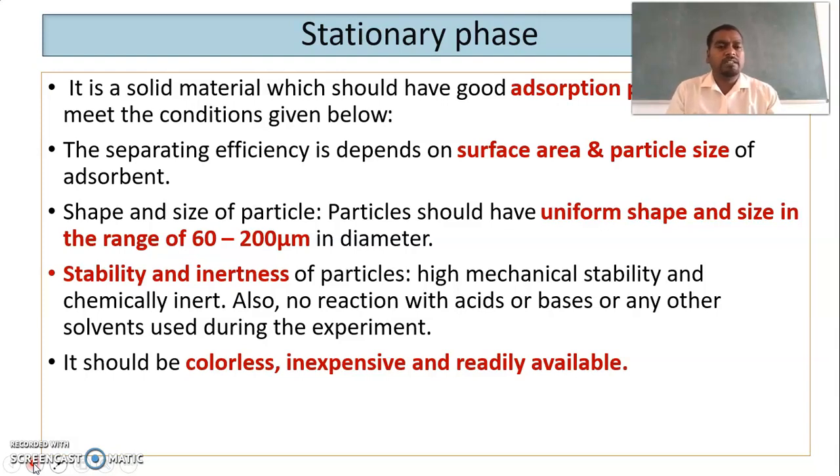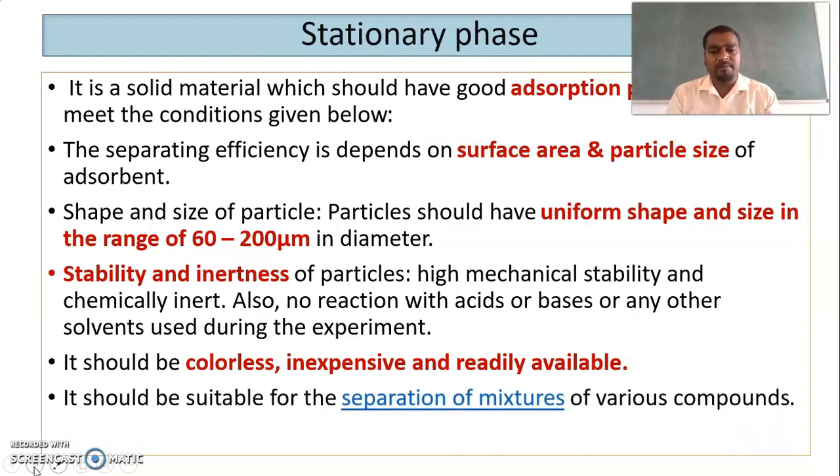Why? Because in chromatography we identify the given sample based on color. The different colors are situated at different distances in the column based on their capacity of adsorption on the stationary phase. So if the stationary phase is colored, it is difficult to distinguish the given analytes. That's why it must be colorless, and it must be economical and easily available.